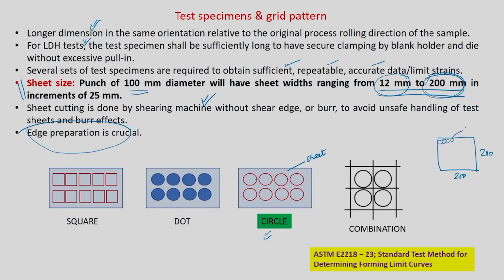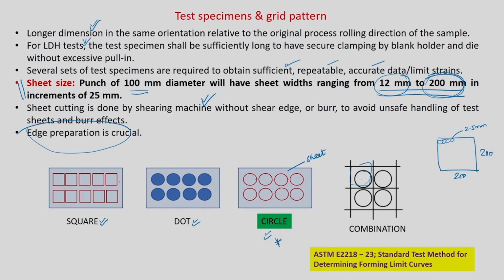You can imagine this is about 2.5 mm diameter circle grid. You can imagine so many circles will come. I just showed a schematic here. People also use a dot pattern instead of circle, you can print dots. Sometimes squares are also used, or connected squares. Sometimes a combination can be used. So a square and a circle combination also people use, but this is predominantly used and easy to measure also.